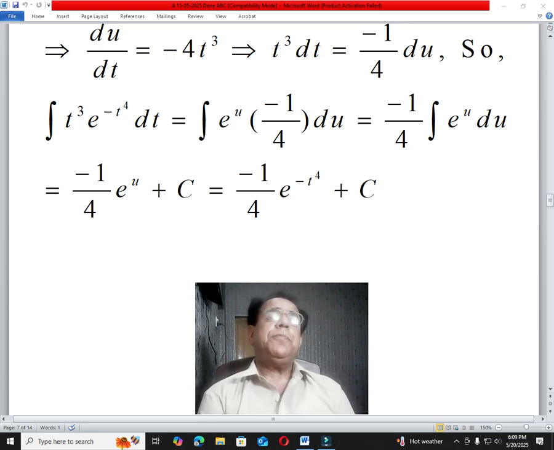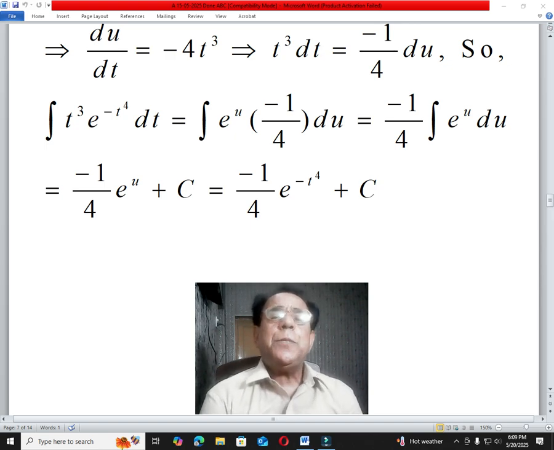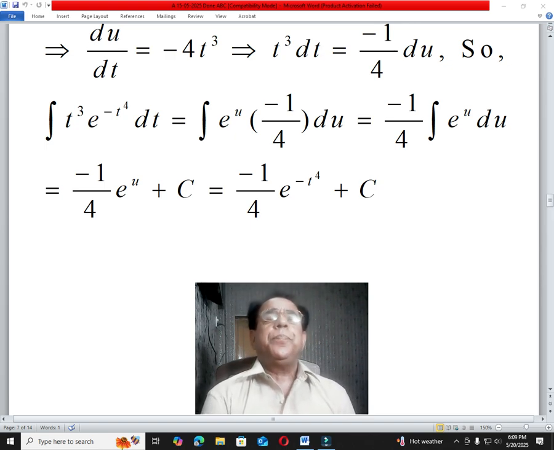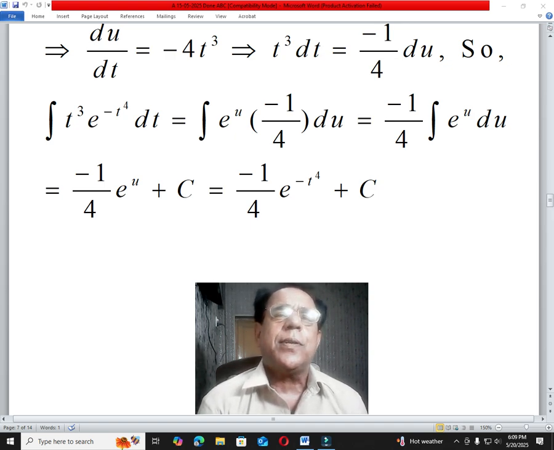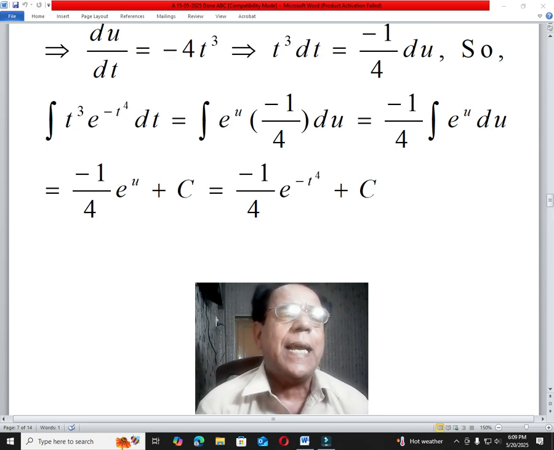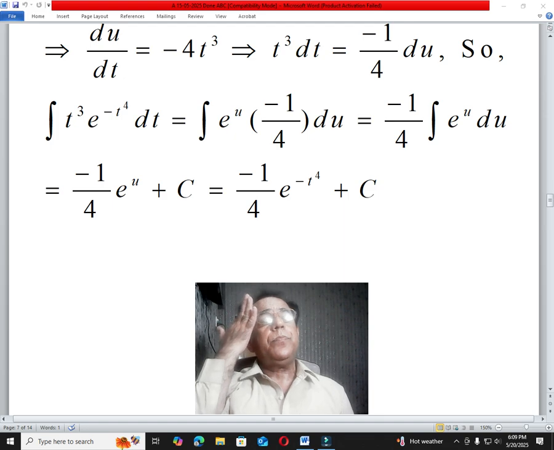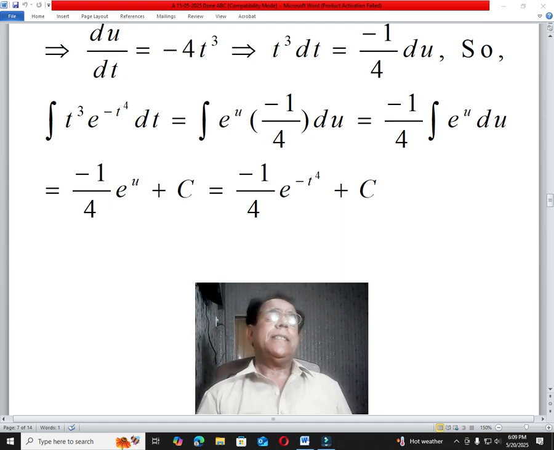Now in the next step, we are going to integrate it as per rules of integration. We know that integration of exponential function is always exactly same as it is, no change. So after integration we will get minus 1 by 4 e raised to power u. This is the answer of this integration, but at the same time we will add c as a constant of integration. To this extent our answer is complete.